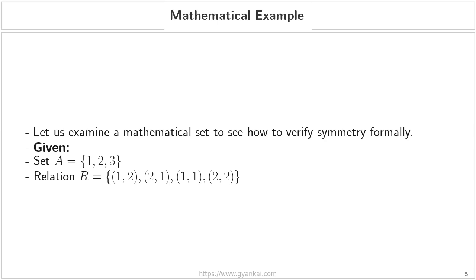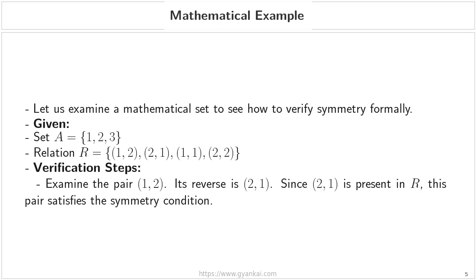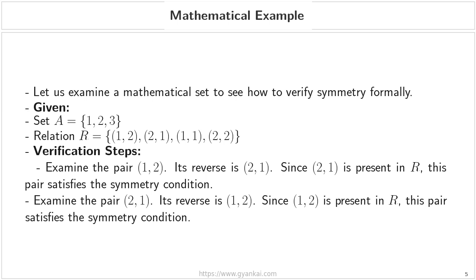First, let us examine the pair (1, 2). Its reverse or mirror image is the pair (2, 1). Since (2, 1) is present in our relation, this pair satisfies the symmetry condition. Next, we examine the pair (2, 1). Its reverse is (1, 2). Since (1, 2) is also present in the relation, this pair also satisfies the condition.